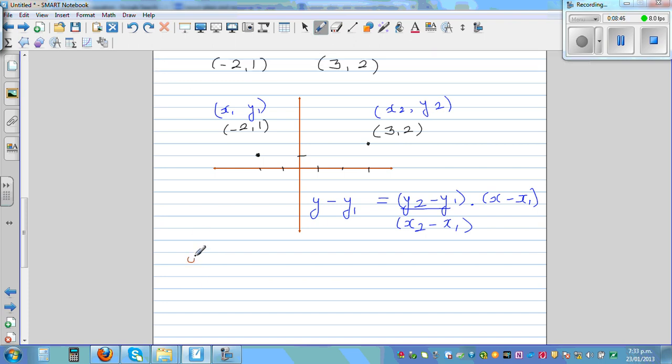So y minus y1, y1 is 1, is equal to y2 minus y1, y2 is 2, so 2 minus y1, y1 is 1, over x2 minus x1, so 3 take away negative 2, times x minus x1, and x1 is negative 2. Now simplify this. So y minus 1 is equal to 2 minus 1 which is 1, and 3 take away negative 2 is 3 plus 2, which is 5, over x plus 2.